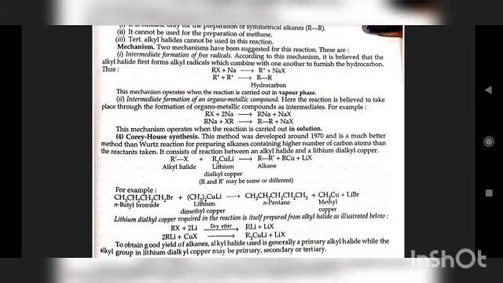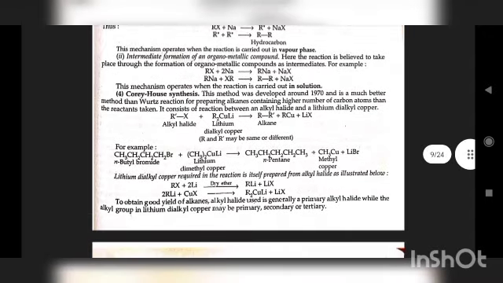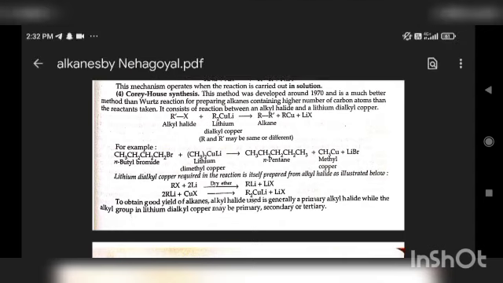For example, n-butyl bromide plus lithium dimethyl copper gives n-pentane plus methyl copper plus LiBr. Lithium dialkyl copper required in this reaction is itself prepared from alkyl halide as illustrated below. RX plus 2Li in presence of dry ether gives RLi plus LiX. 2RLi plus CuX gives R2CuLi plus LiX.